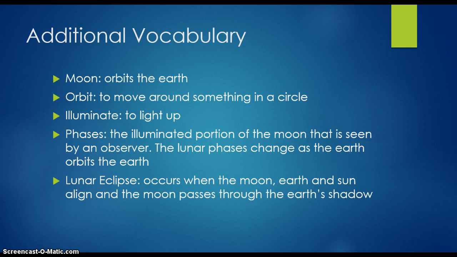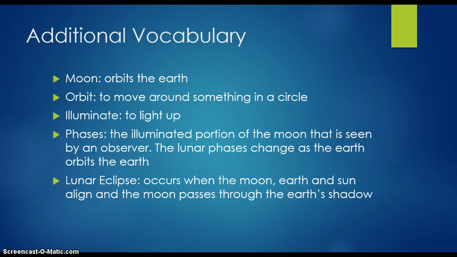Illuminate is what the moon does, which lights up the night sky. In phases, we want the students to understand what a phase is, since we are talking about lunar phases. It is the illuminated portion of the moon that is seen by an observer. The lunar phases change as the Moon orbits the Earth.